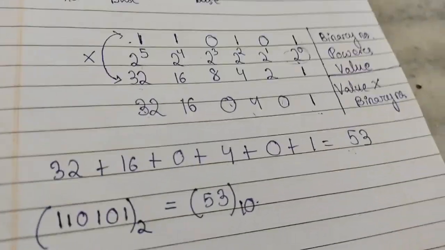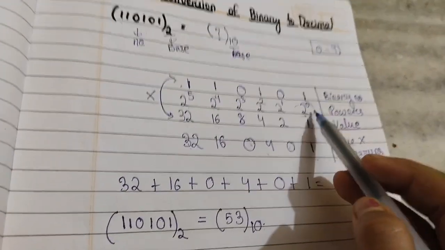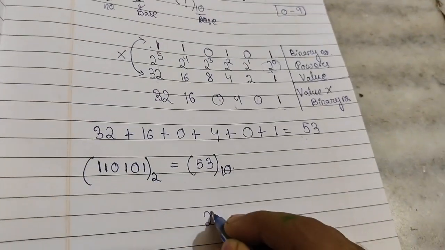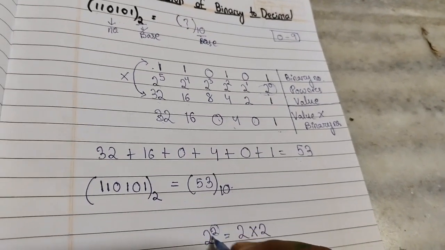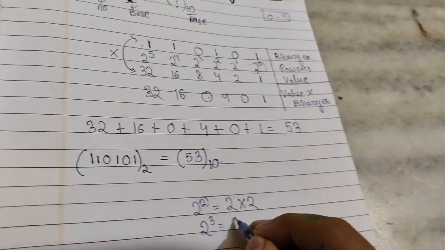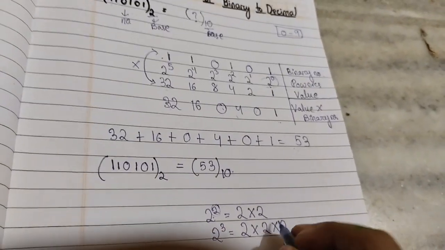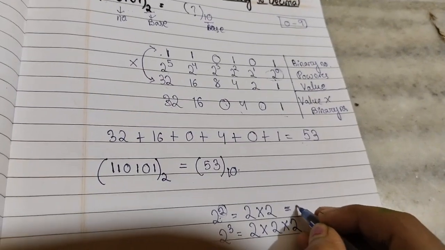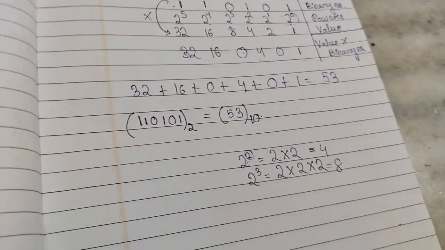You may have a problem understanding these powers. You might be thinking, what is 2 to the power 1, 2 to the power 2, 2 to the power 3? 2 to the power 2 means 2 into 2, we have to multiply 2 two times. 2 to the power 3 means we multiply 2 three times, so 2 into 2 into 2. After multiplying, the answer we get is what we call the value. So 2 into 2 is 4, and 2 into 2 into 2 is 8.